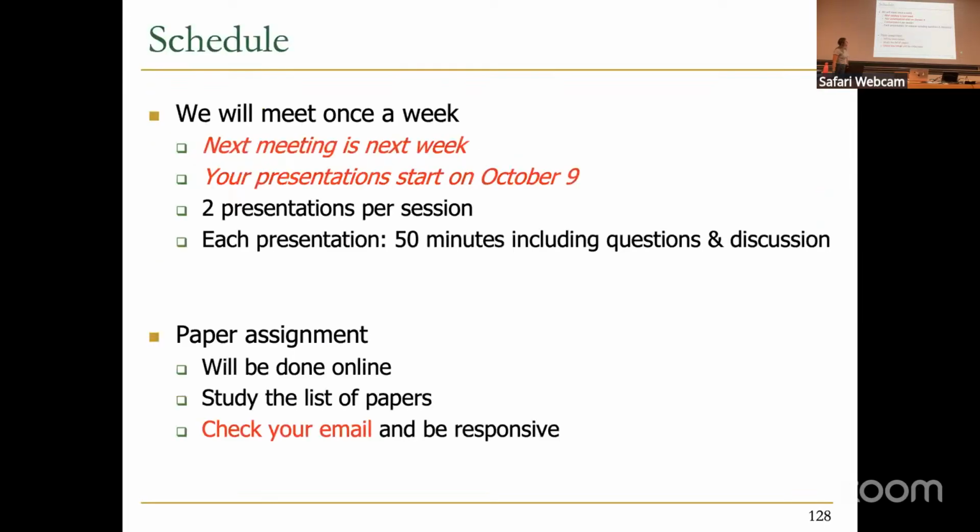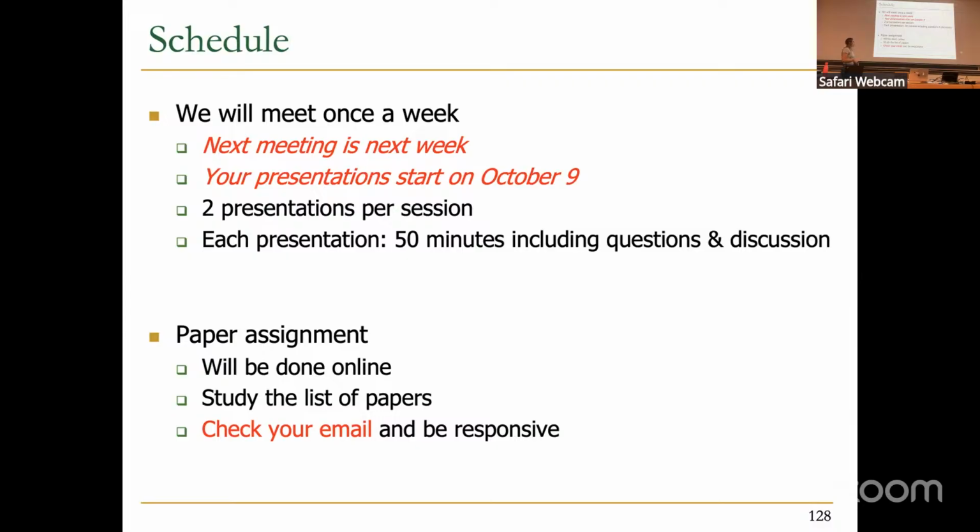So this is the expected schedule with some specific dates this time around. We will meet weekly, once per week. Our next meeting is next week. There's going to be a lecture. And your presentations will start on October 9th. We're going to schedule 2 presentations per session. Each one will take around 50 minutes, including the discussion section that we mentioned before.